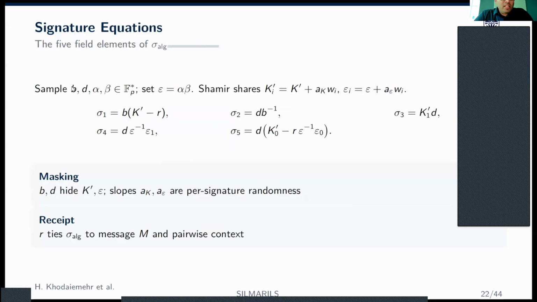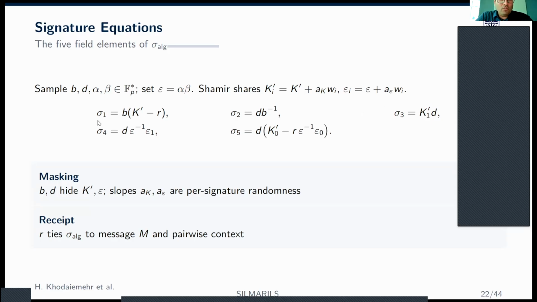So the signature equations are summarized in this slide. We sample B, D, alpha, and beta from FP star. We set epsilon as alpha, beta, and the Shamir shares are ki prime equal to k prime plus a k wi. Definitely we have two shares, so k prime 1 and k prime 2. And we also do the Shamir secret sharing on epsilon. So we have epsilon i's in this form.